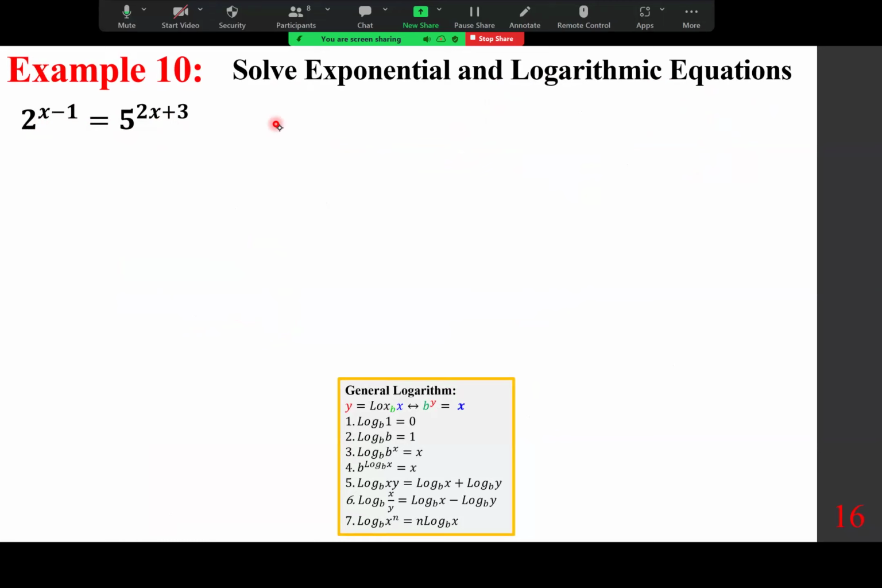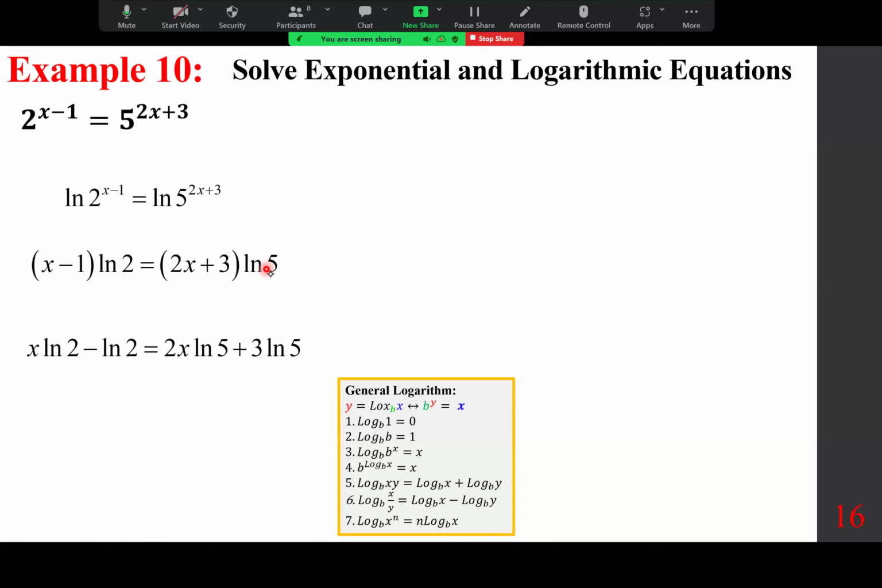Natural log or common log. So if you take a natural log of both sides and use the power rule, x minus 1 becomes a coefficient, in this case, 2x plus 3. Now we are going to distribute, remember ln2 and ln5 are both numbers. But when you keep them as ln2 and ln5, those are exact numbers. So this one is x times ln2. This one is minus ln2. This one is 2x ln5. This one is plus 3 ln5.